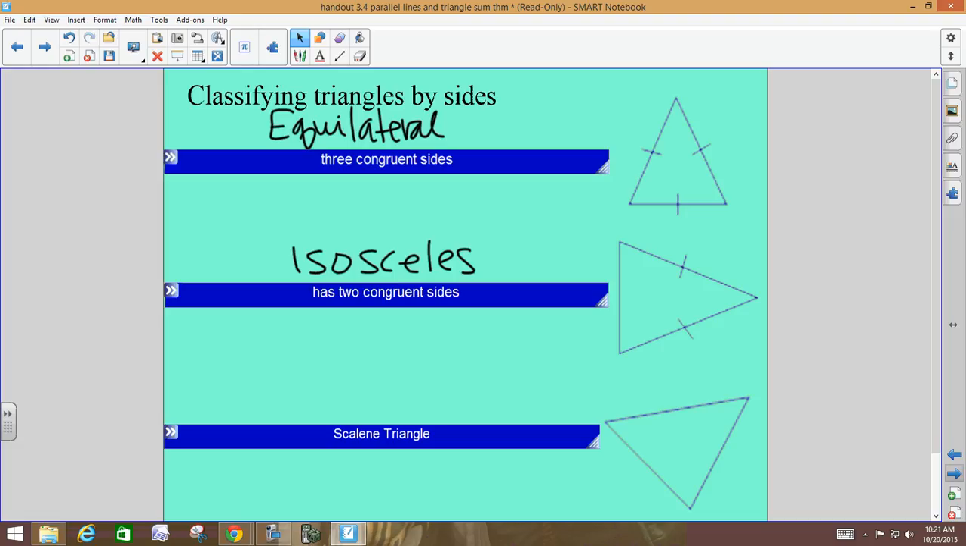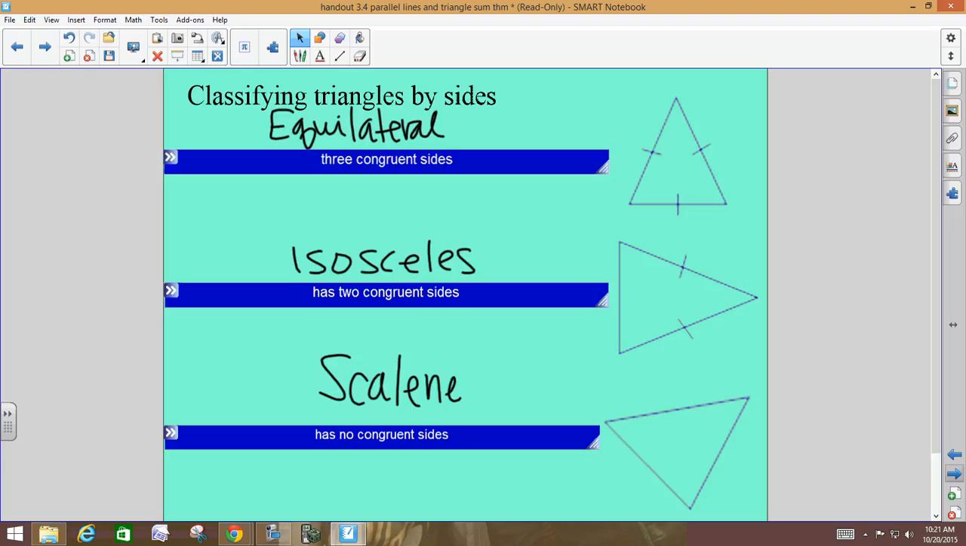Isosceles has 2 congruent sides. And then your third way to classify a triangle based on sides is called a scalene triangle. A scalene triangle has no congruent sides, no equal sides. All the sides will be different on a scalene triangle. So equilateral, the words are there. Equi means equal, lateral means sides, so they have equal sides.